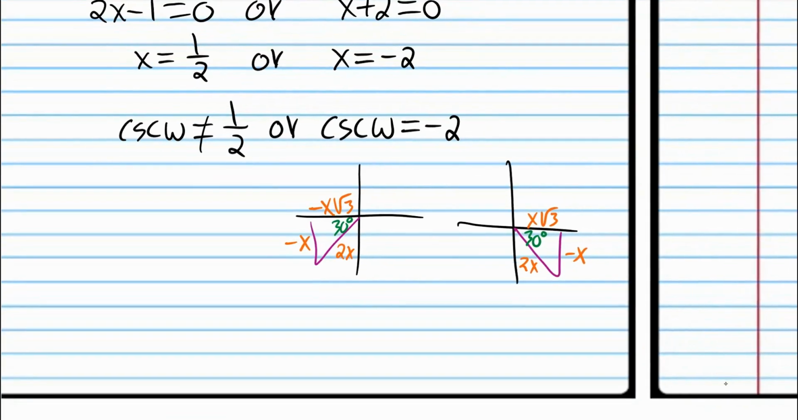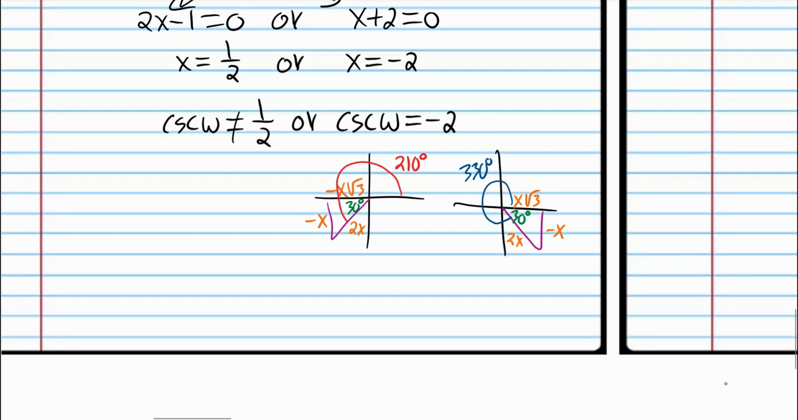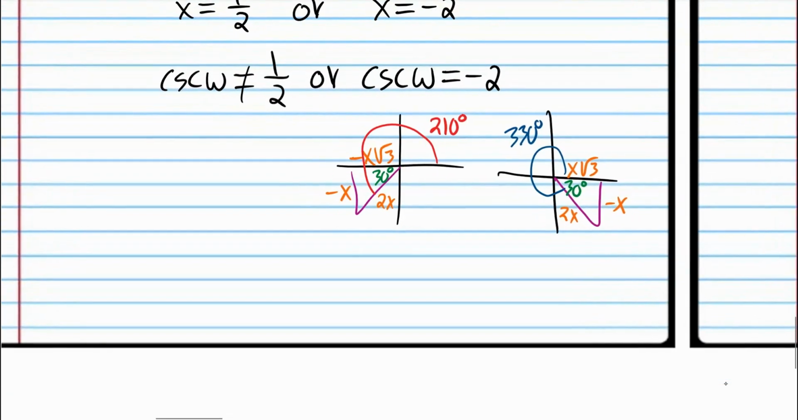So this angle here is 210 degrees, and this angle over here is 330 degrees. So it looks like those are our solutions. Omega is 210 degrees or 330 degrees.